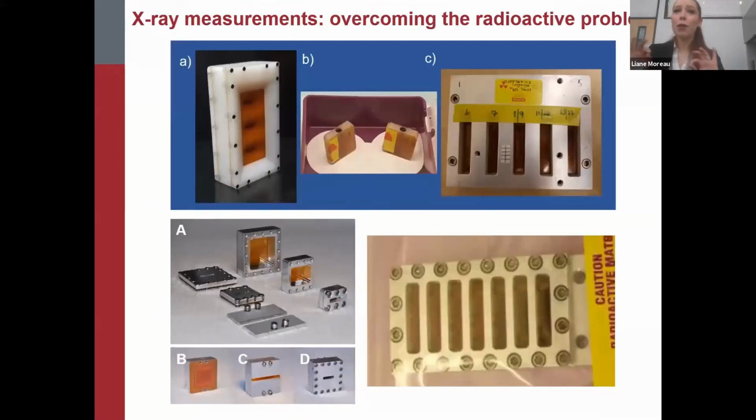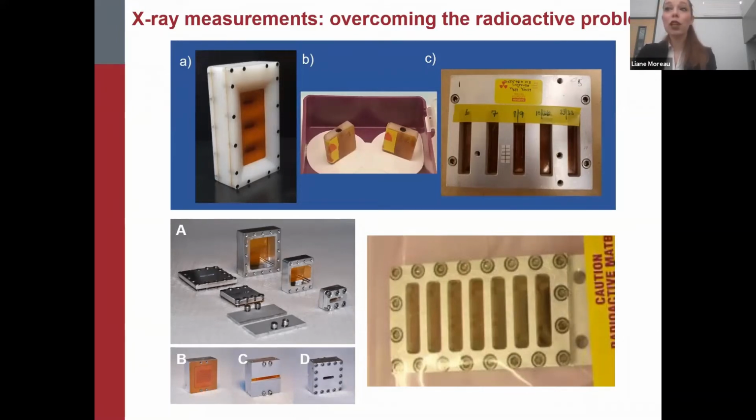I'm going to go through these different problems one by one. The first is the radioactive problem, and this is one where X-rays really come to our rescue, because we can contain the materials that we are working with, since X-rays will penetrate through them. In particular, that's helpful with XAFS because since we are element specific, we can go ahead and penetrate through containment layers.